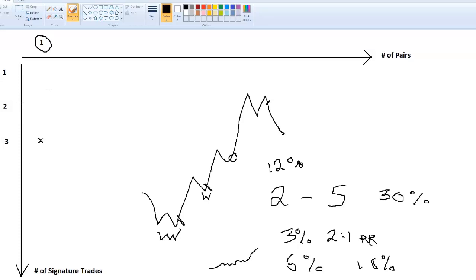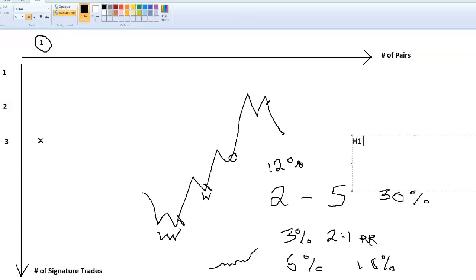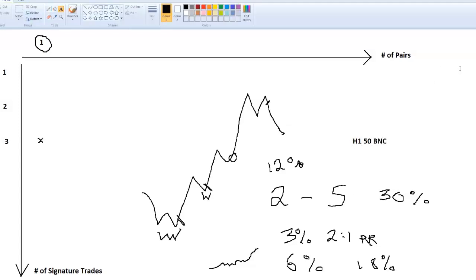Now let's take it the other way. Let's say for instance, you don't want to trade all these trades. You want to trade your H1 50 bounce. Okay, that's the only trade you want. You don't want to trade anything else. That's your only signature trade. So in this case, we'll change colors here. In this case, you have 1 signature trade, right? You're only doing 1 signature trade. Well, if you only watch 1 pair with 1 signature trade, there'd be many weeks that go by that you didn't get anywhere near 2 to 5 trades a week. Right, so you want to get 2 to 5 trades a week. Well, guess what? You might have to work this number up, right?